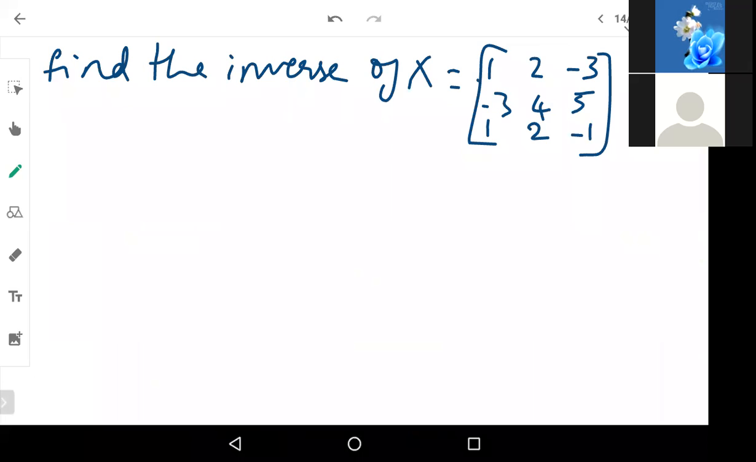Okay, now moving on to the next problem. Now we have to learn how to find the inverse for a 3 by 3 matrix. Here we have a 3 by 3 matrix, that is X. So X is the 3 by 3 matrix which they have given here. Let us try to solve this. So, solution.